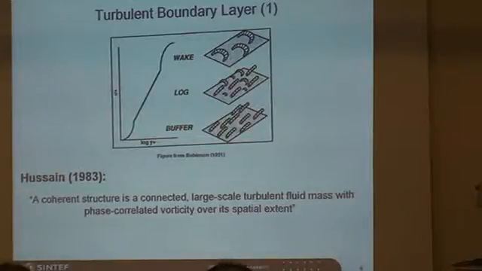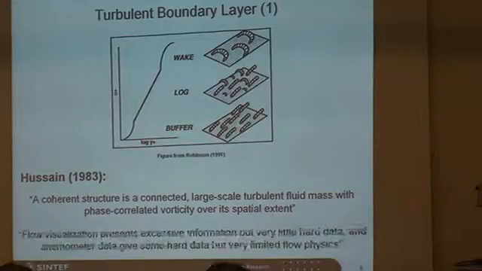In this case, he was commenting that the coherent structure is a connected large-scale turbulent fluid mass with phase-correlated vorticity over its spatial extent. These long sausages here. Flow visualization presents excessive information but very little hard data, and anemometer data gives some hard data but very limited flow physics. I think that one should look at both of them to understand what's going on.